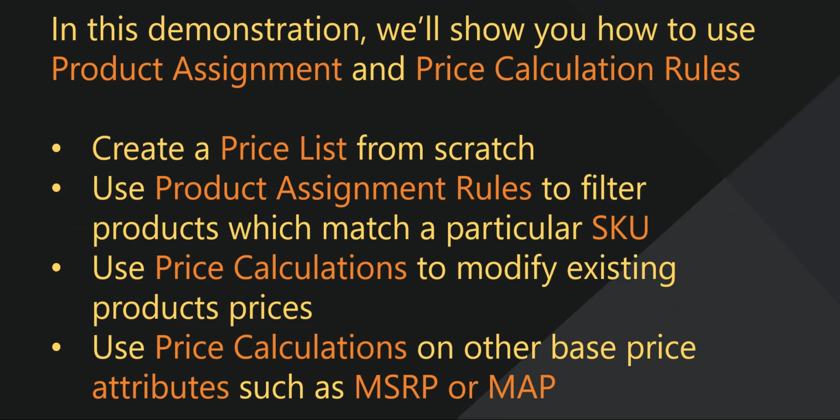For our example, we're going to create a price list from scratch and use product assignment rules to pull in products that match a particular SKU number. Then we'll use this group of items as a base for all of our examples. We'll show you how to use price calculations to modify the existing prices displayed for customers. Additionally, we'll demonstrate how to use price calculation rules on other base price attributes such as MSRP or map value.